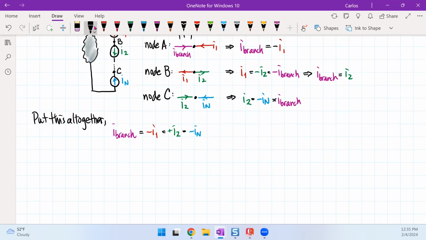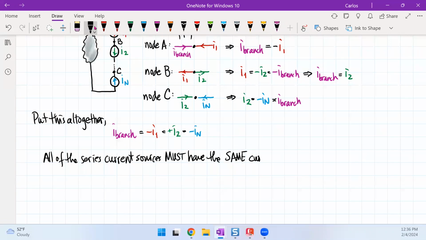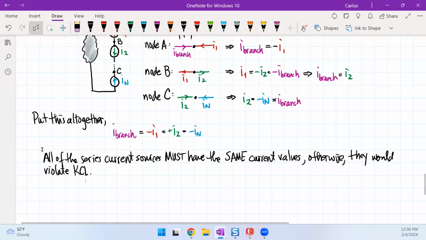So let's say a couple of words here. All of the series current sources must have the same current values. Otherwise, they would violate KCL.